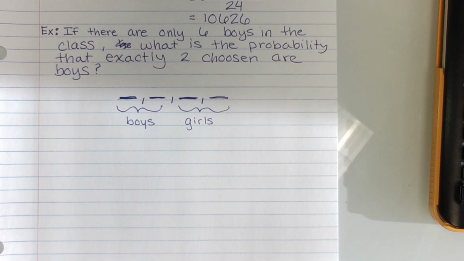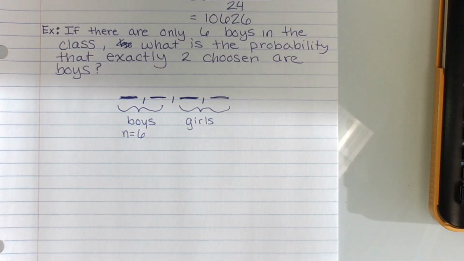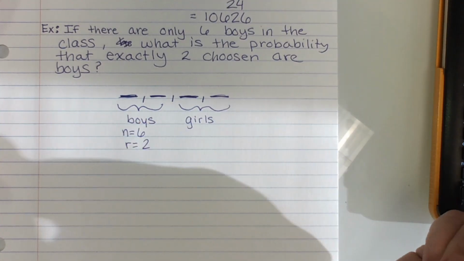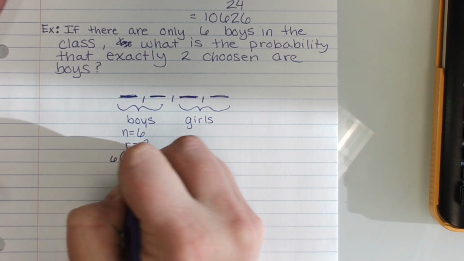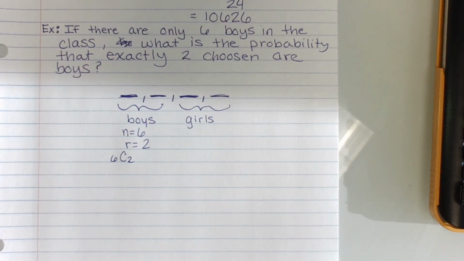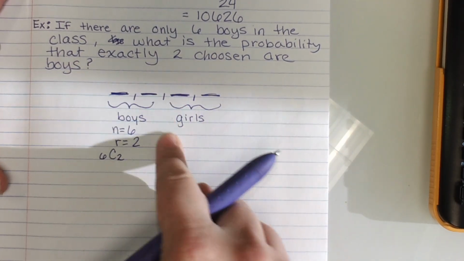How many boys do we have to choose from? 6. And since we're filling in multiple slots, we're going to do a combination again. How many are we choosing? 2. So this is going to be 6 combinations of 2. We'll get back to the math in a second. I also need to pick a couple of girls then, because if I want exactly 2 boys, this needs to be filled up with just girls.